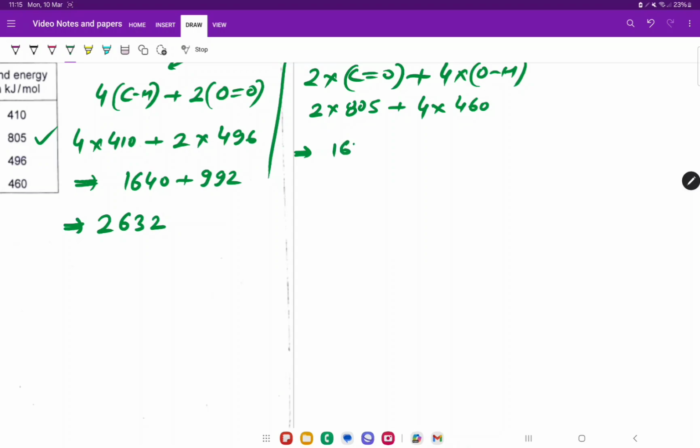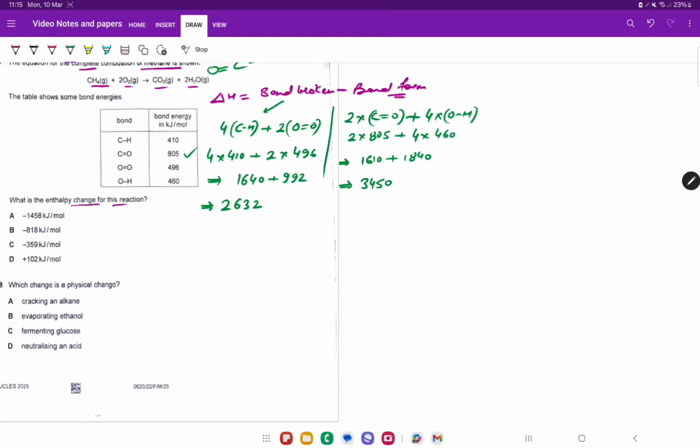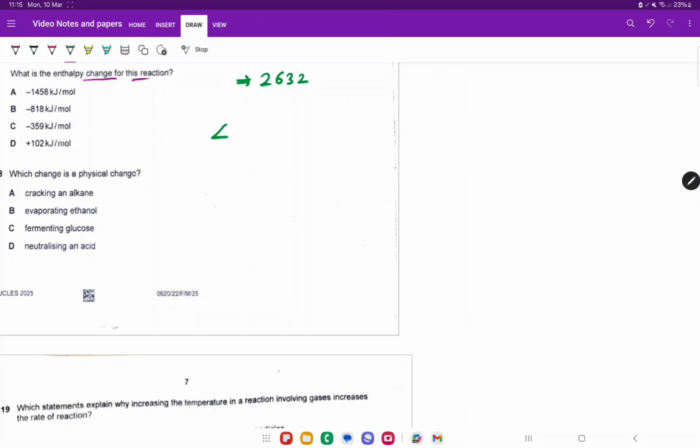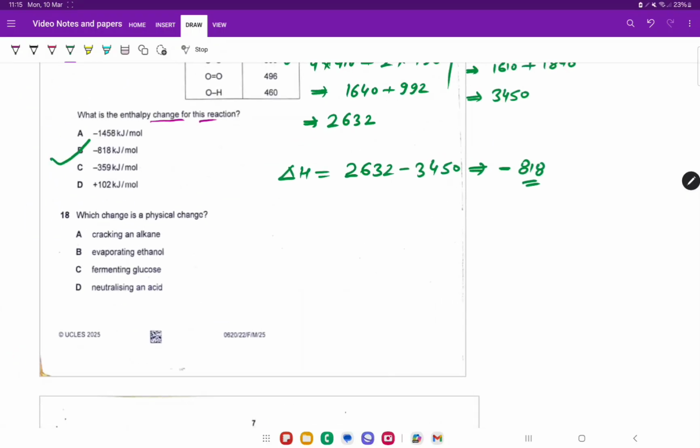That comes out to be 1610 plus 1840, and the total is 3450. So when I find the difference, delta H will be equal to 2632 minus 3450, and that comes out to be minus 818 kilojoules per mole. That should be the answer. Minus 818 is B. Answer is B.